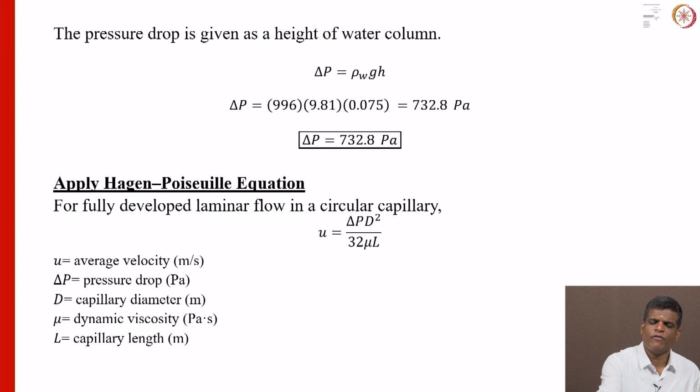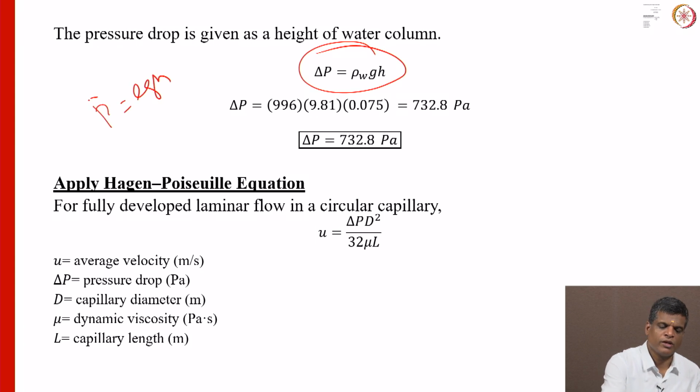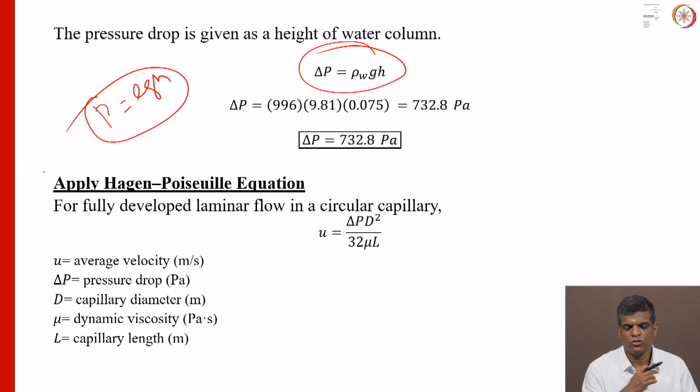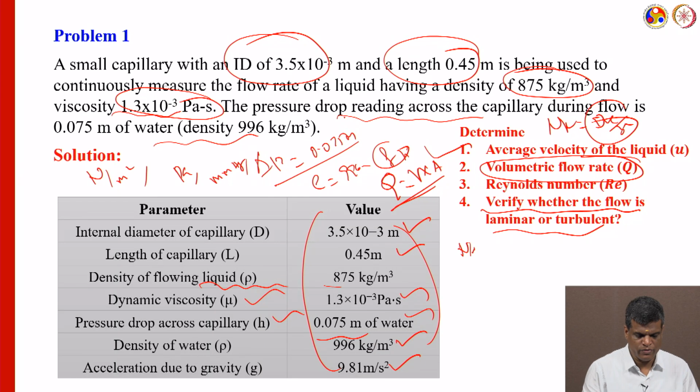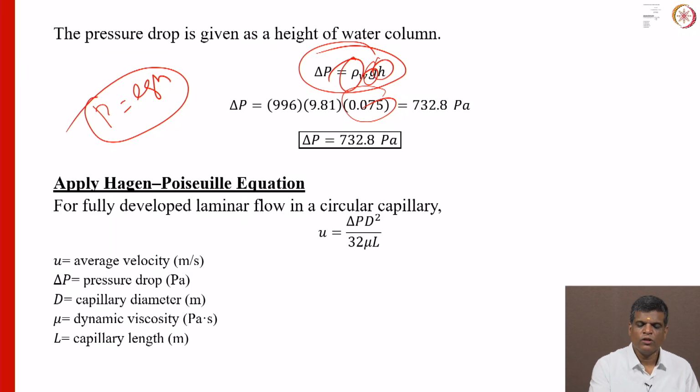So the pressure drop, of course, we always calculate as pressure drop equals rho g h. Rho is the density of water, we know the value. g is 9.8, and h is the height, already given: 0.075 meter of water. So from that, delta P we found is 738.28 Pascal.